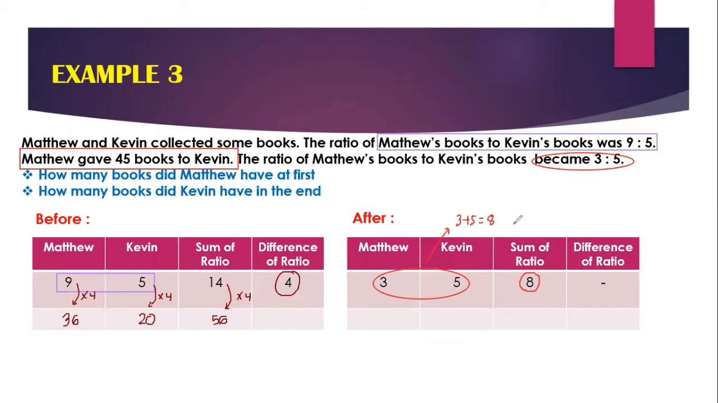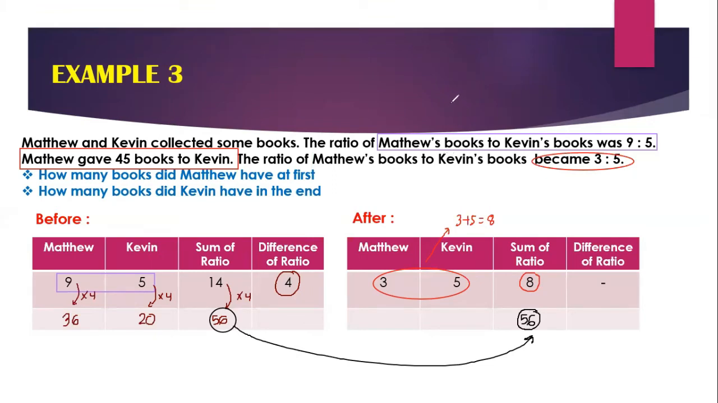So what is the connection between before and after? The sum of the ratio for the before table is 56, right? So you have to copy 56 from the before table. Put here 56. Is it clear to you?